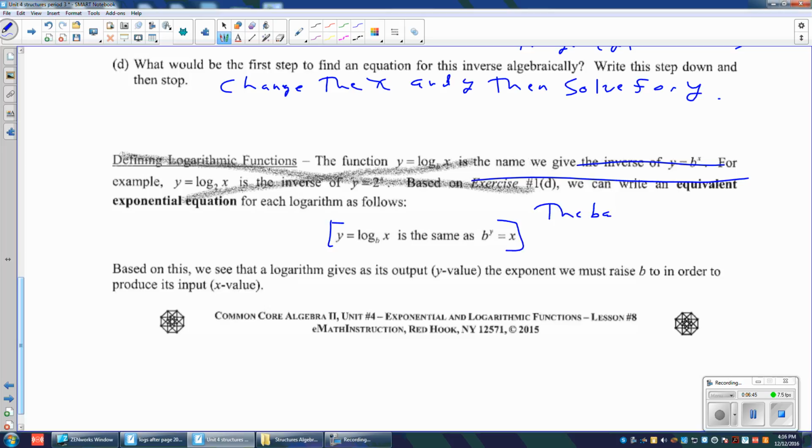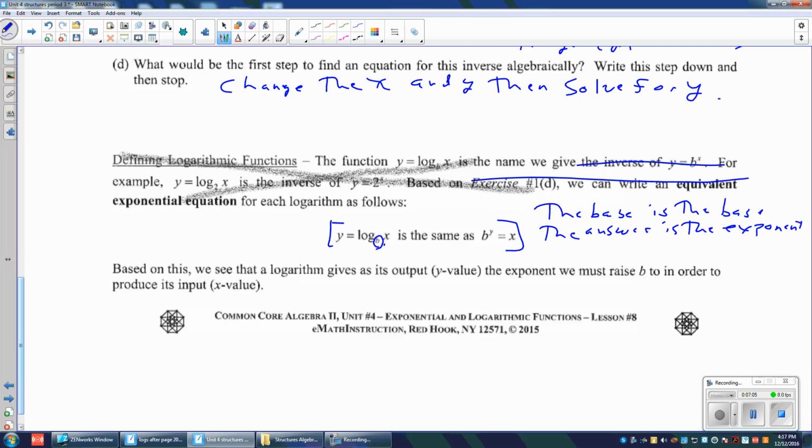The base is the base. The answer is the exponent. What do you mean by that? We're going to take a look at that a lot closer on the next page.